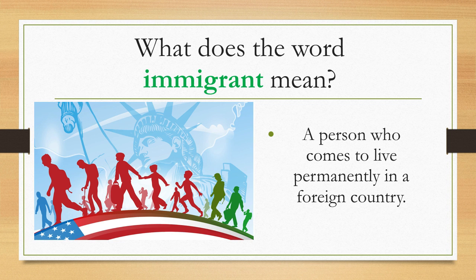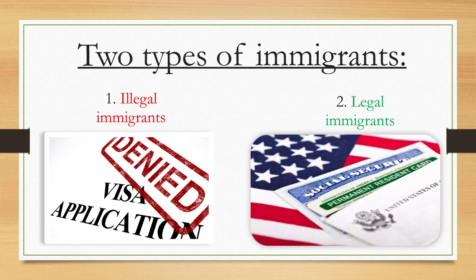What does the word immigrant mean? It means a person who comes to live permanently in a foreign country. In this slide, we're going to speak about the two types of immigrants. We have illegal immigrants and legal immigrants.